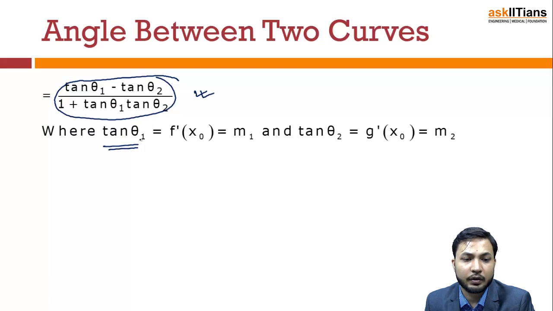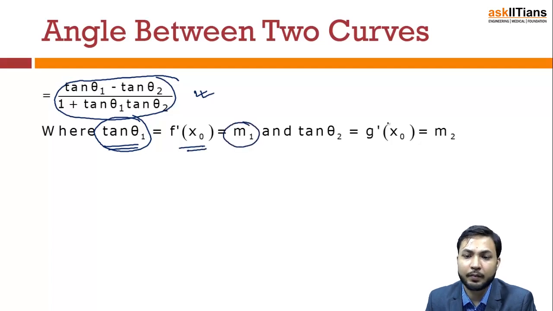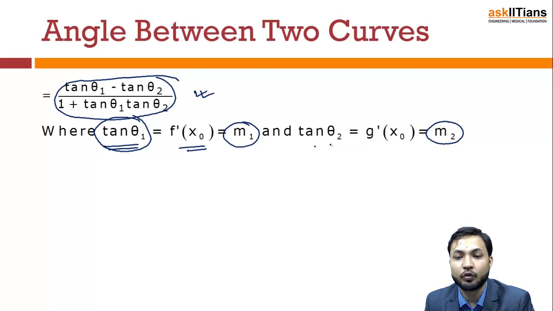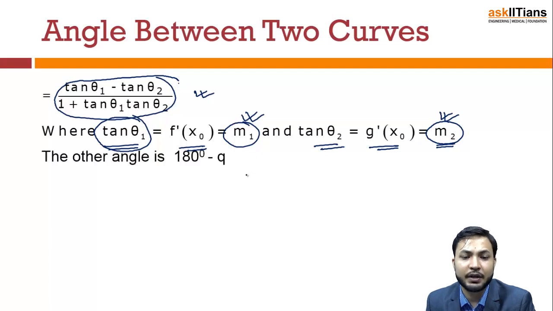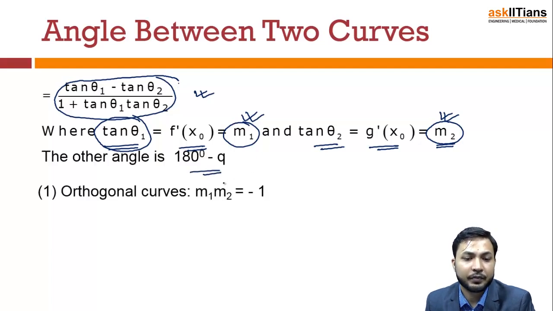Now from the definition of slope, I know that tan theta 1 is equal to f dash x naught, which is my slope m1. Similarly, I have my slope m2 because for theta 2 I have g dash x naught. So this will give me m2. Now this equation comes in terms of the slope. So my equation finally becomes like this. I will come to that part. The other angle is 180 minus theta, the second angle.